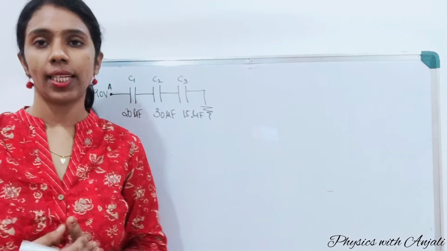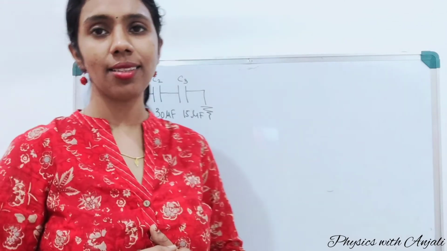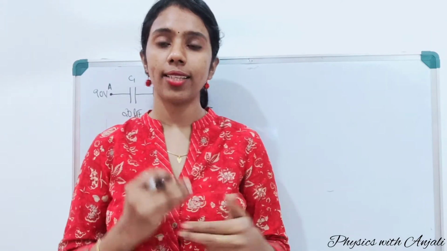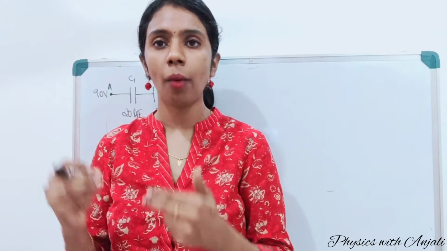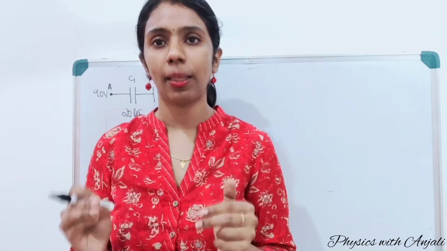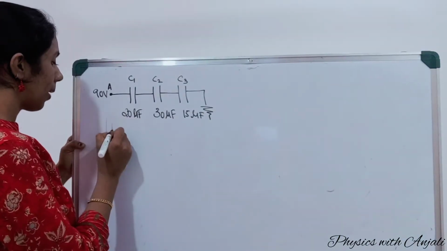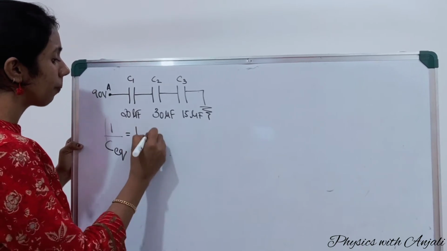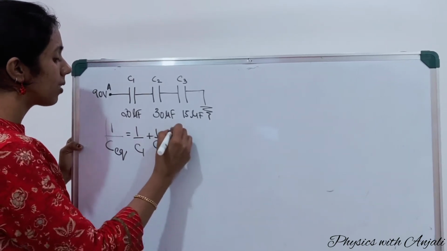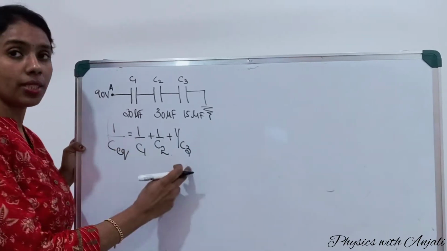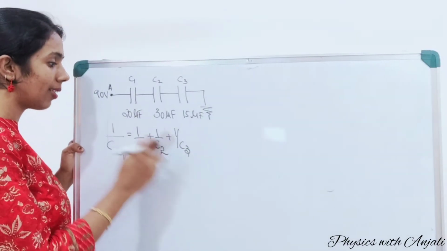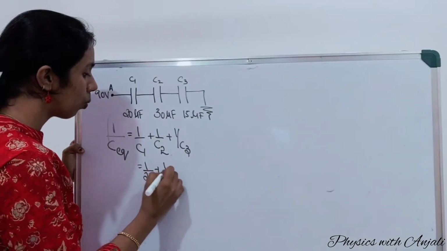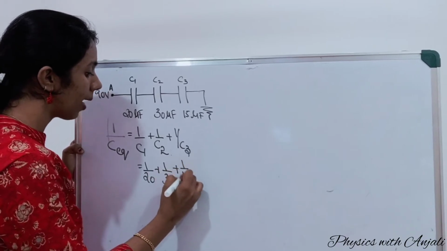So before finding the potential, first of all we will find the equivalent capacitance. In the series combination of capacitors, the reciprocal of the equivalent capacitance will be the sum of the reciprocals of the individual capacitors. So 1 by C equivalent will be equal to 1 by C1 plus 1 by C2 plus 1 by C3. Substituting the values 20, 30 and 15: 1 by 20 plus 1 by 30 plus 1 by 15.